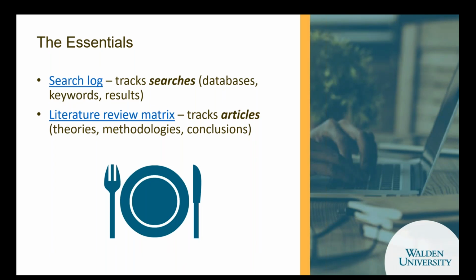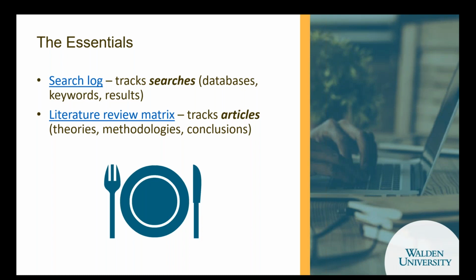Now, there's 2 different types of ways to track what you're doing with articles. The first, again, is a search log. It tracks searches. So where you searched, how you searched, and the results that you got. We're going to focus more on that.